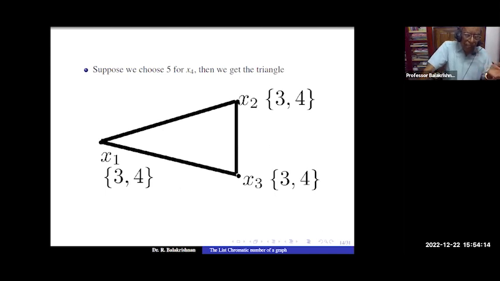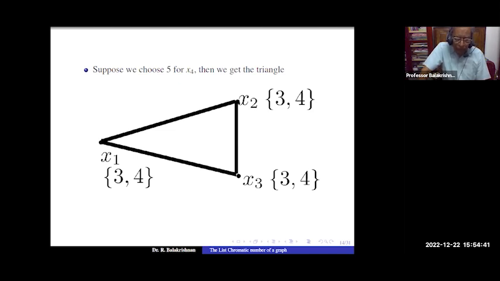So what do we have now? Suppose we choose 5 for X4. I take the color 5 for X4. Then we get the triangle X1, X2, X3.